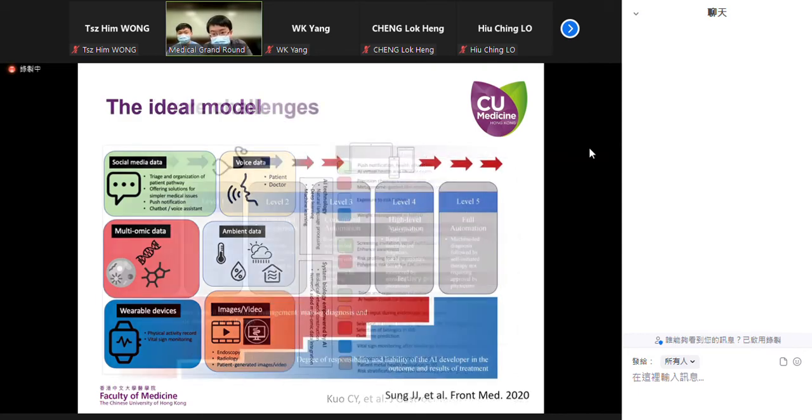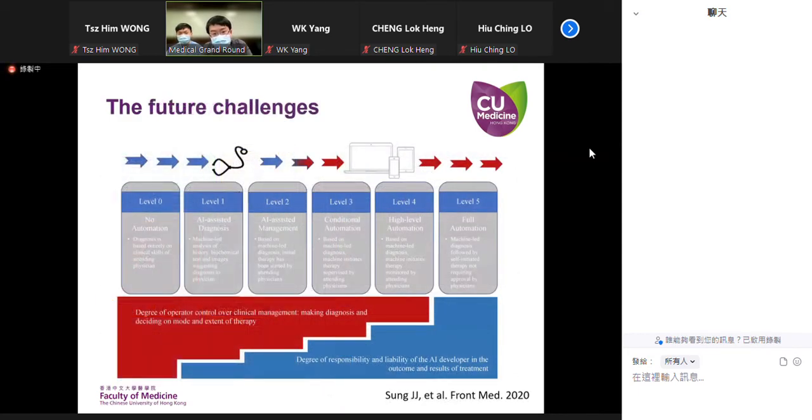But talking about the good side of AI, we must stay alert. There will be future challenges. So this is a paper from Prof. Song. So basically, there are different levels of AI. From level 0, there's no AI at all. To level 5, this is full automation. So there will be different levels of involvement of the computer and also human beings.